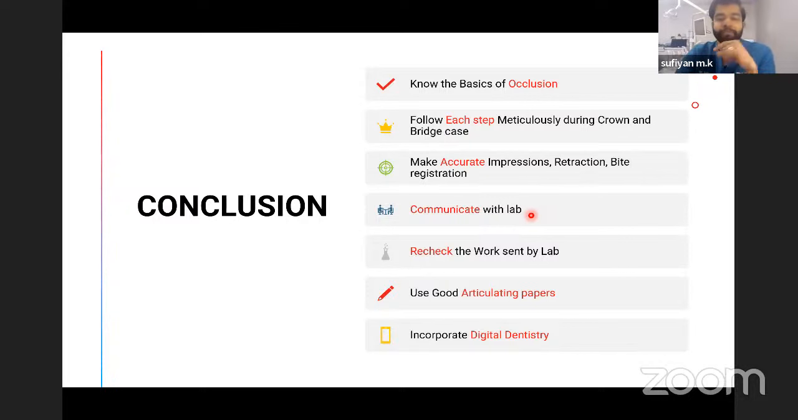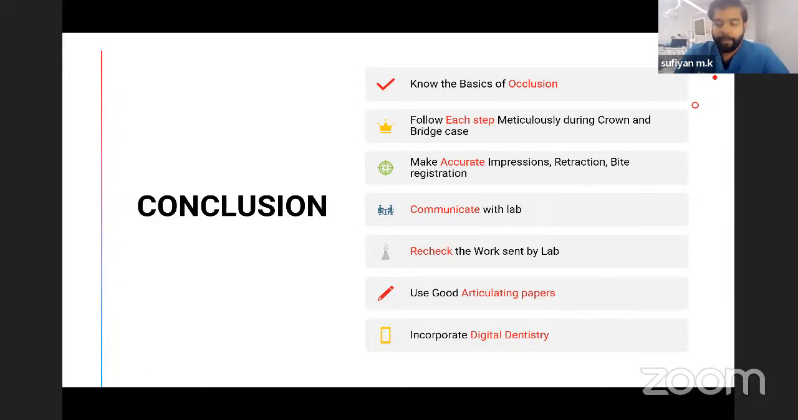What will happen if he keeps one extra occlusal point? How does it affect the patient, right? Recheck the work sent by the lab. If it's not good, resend it to the lab and get the proper work done. Use good articulating papers, incorporate digital dentistry, right?